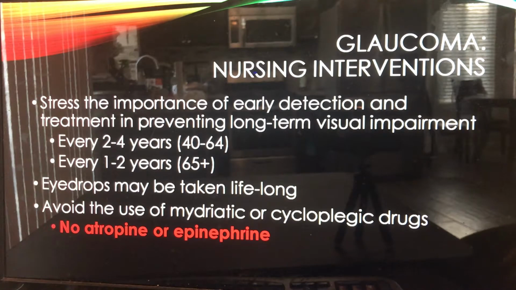Nursing intervention. So you want to stress the importance of early detection and treatment and preventing long-term visual impairment. So they need an eye exam every 2 to 4 years if they're age 40 to 64, and every 1 to 2 years if they're 65 and older. Also, you want to let the patient know that eye drops may be taken for life, so they're going to have lifelong treatment of eye drops. And you want to avoid the use of mydriatic or cycloplegic drugs. And so you're not going to give any atropine or epinephrine.